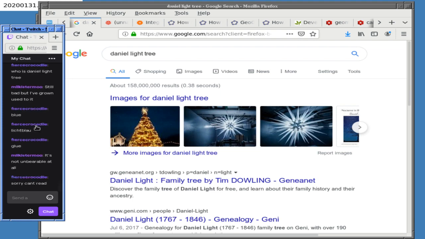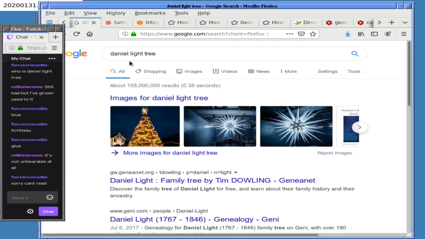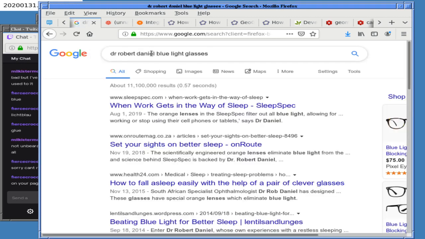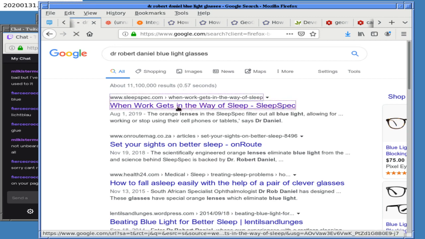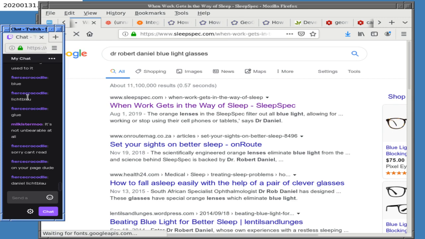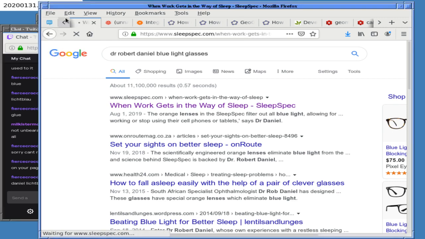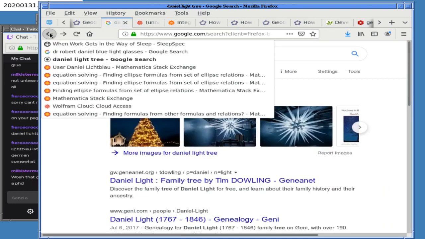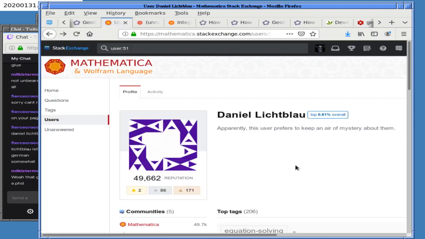Blue, look buck, blue. It's not unbearable at all. Sorry, can't read. Daniel Light Blue? That just sounds like a weird thing to say. There's a Dr. Robert. This sounds like they want to sell you something that's pretty expensive. What? Oh, Daniel Lichtblau. Him. He's just a guy on Mathematica. Let's get back to him. And now back to Daniel Lichtblau. This guy. This is the guy who quasi-answered my question.